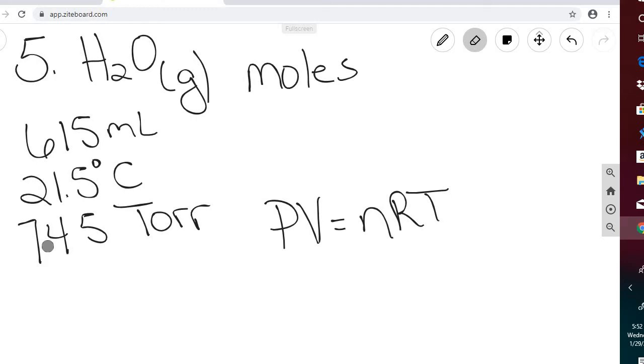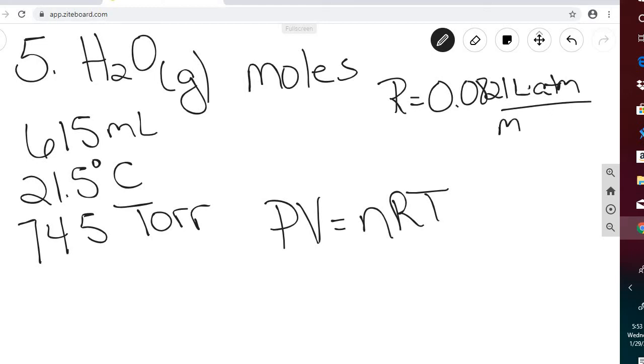However, we have to remember a few things. The value for R is 0.0821, and it's liters times atmospheres over mole times Kelvin. Okay, so that means all the other units need to be consistent with that. So we need to convert these milliliters to liters. We'll just divide by 1,000, so we'll move the decimal place 3 places to the left. So the volume is going to be 0.615 liters.